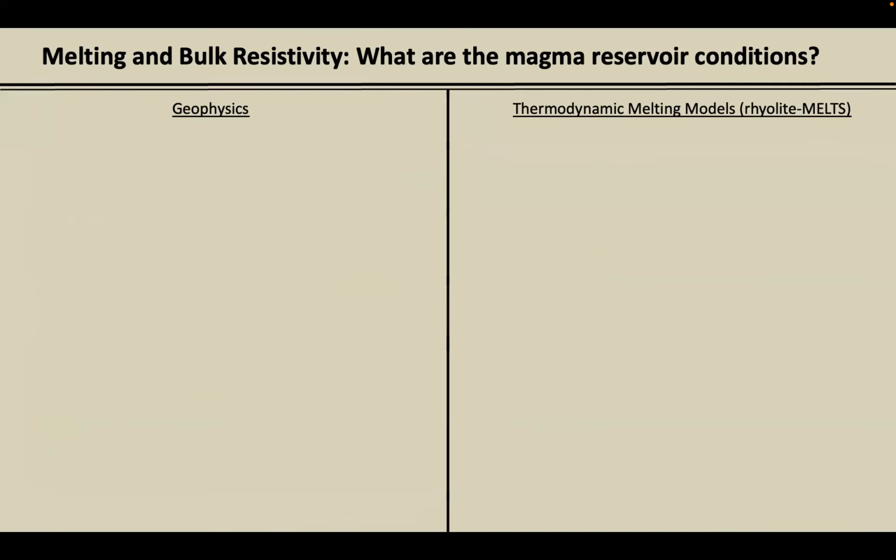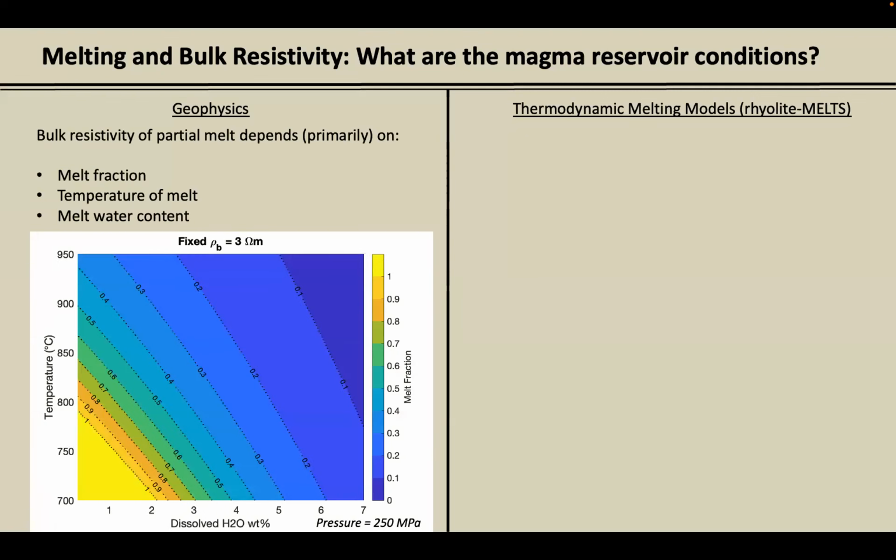So for that, we're going to talk a little bit about melting and bulk resistivity, and try to get an idea of what the magma reservoir conditions are from the bulk resistivity. On the left side, I have the geophysics column, and on the right side, I have the thermodynamic melting models, and I'll talk more about how we're integrating those two on the slide.